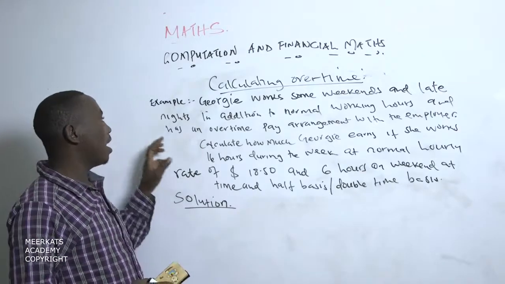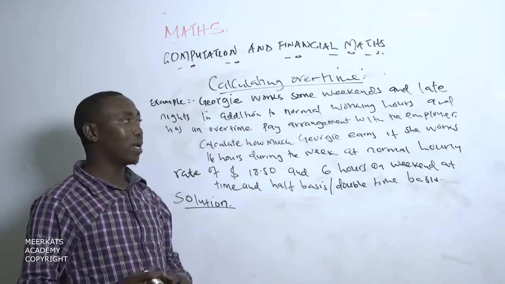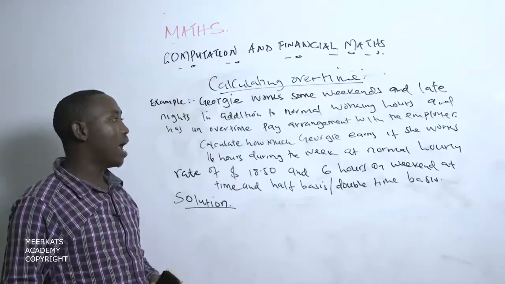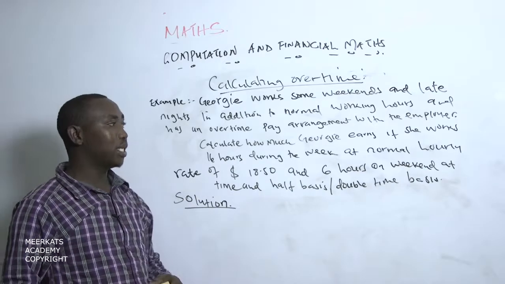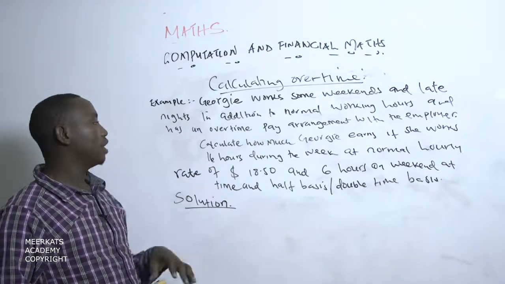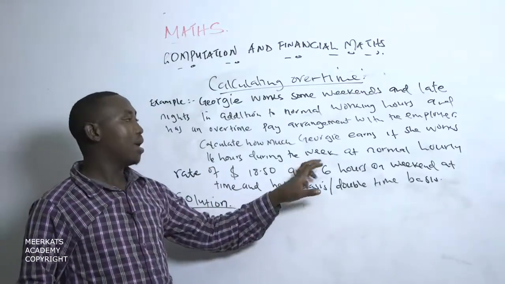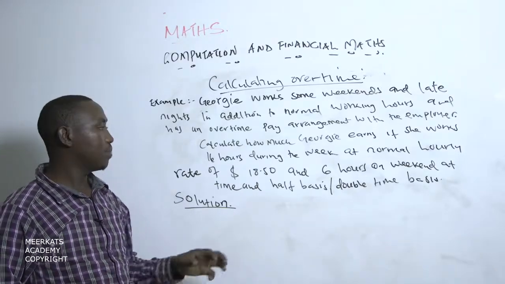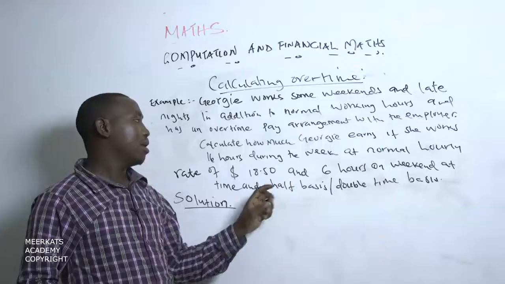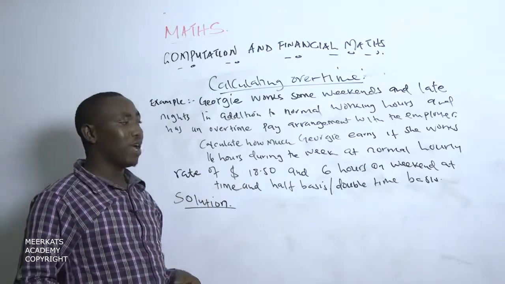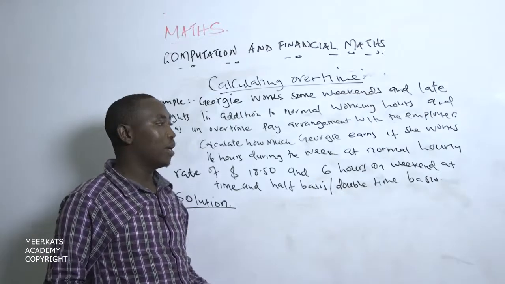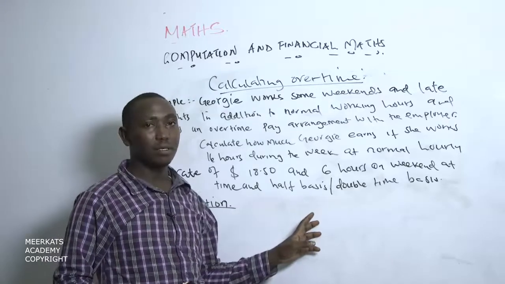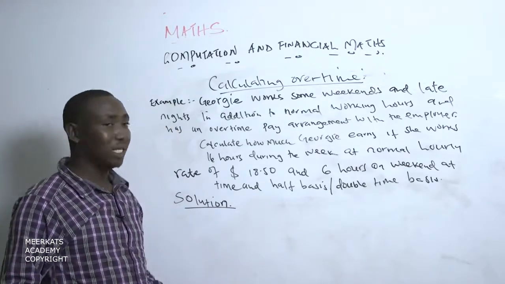Let's look at the calculation of overtime, and we look at this particular example of Georgia, who works some weekends and late nights in addition to the normal working hours, and has an overtime pay arrangement with her employer. We are supposed to calculate how much she'll be able to earn if she works 16 hours during the week at a normal hourly rate of $18.5 US, and 6 hours on weekend at time and a half basis, then double time basis.